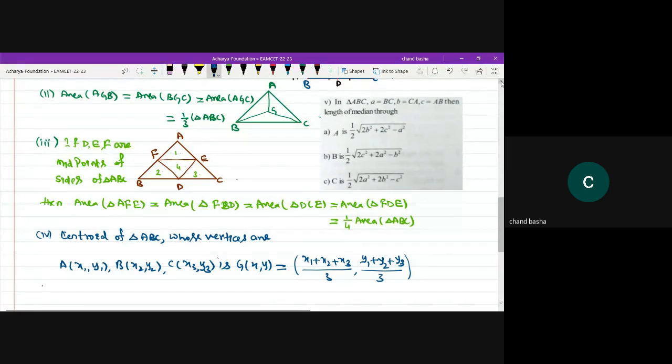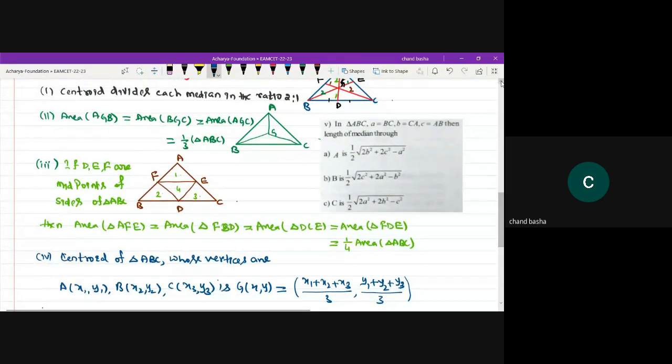I think the first point is not visible to you. A centroid divides each median in the ratio 2:1. This is the property of the centroid. We'll go for the orthocenter next. All centers need to be completed today.